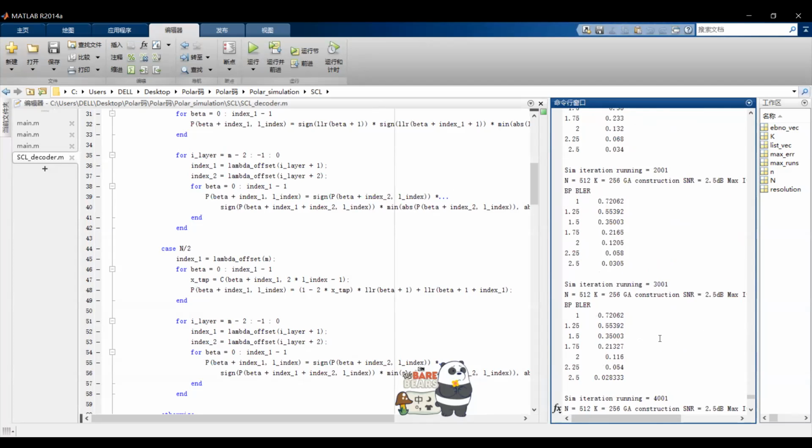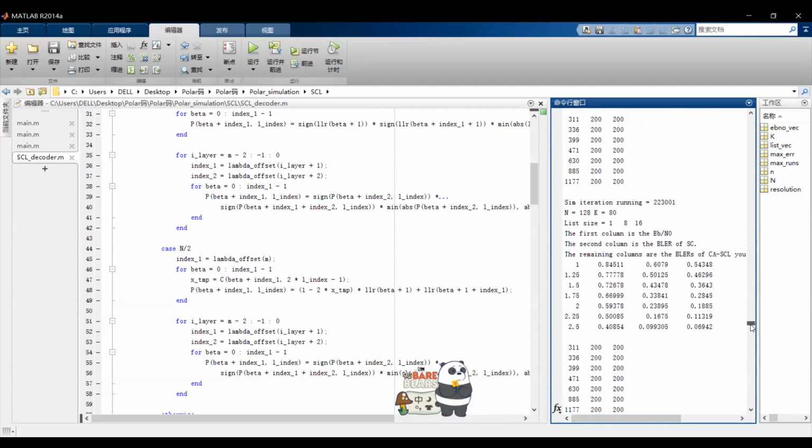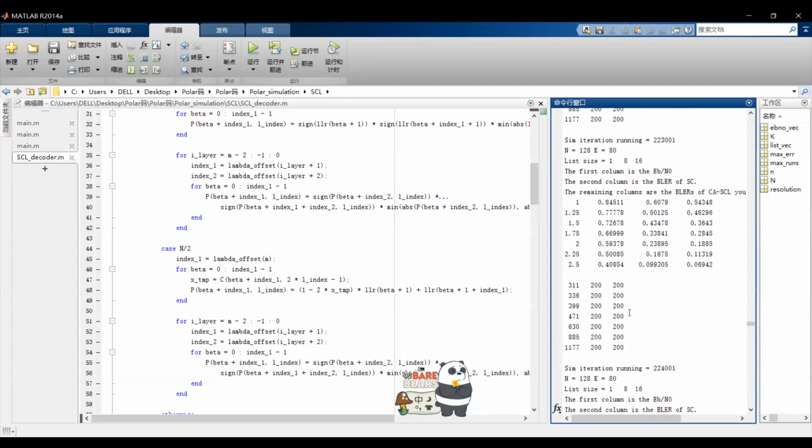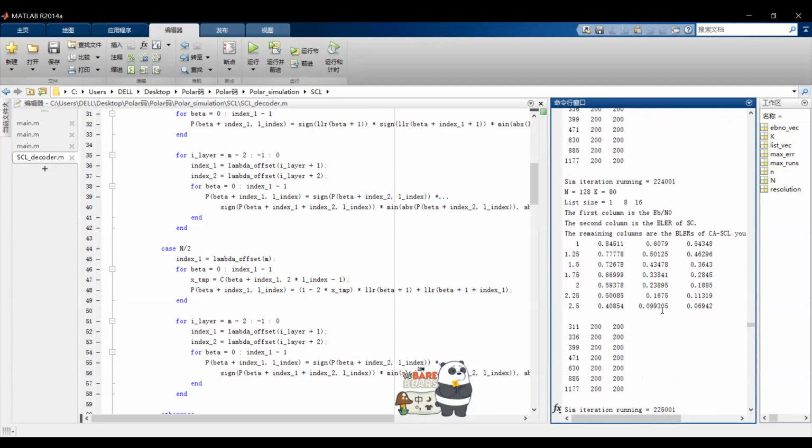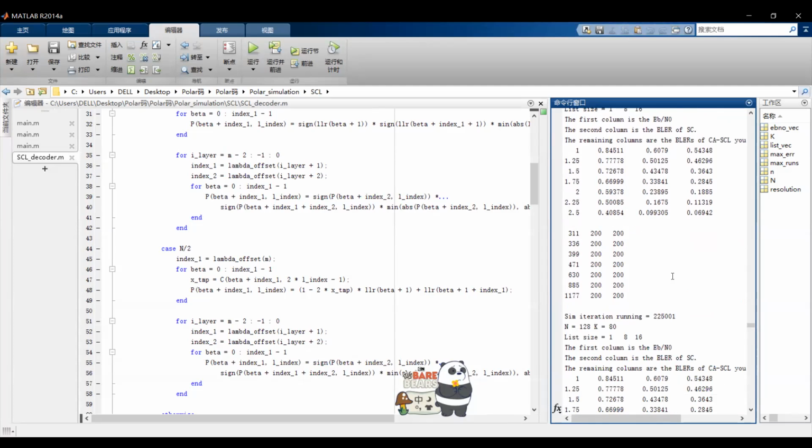And here are the results of CASCL over here. I collected those data and drew the figures that you saw in the PowerPoint. So that's all.